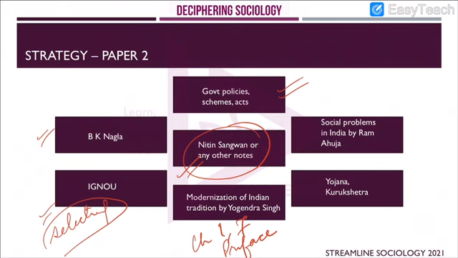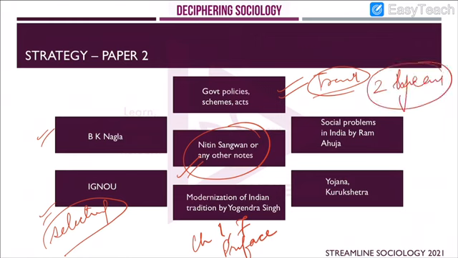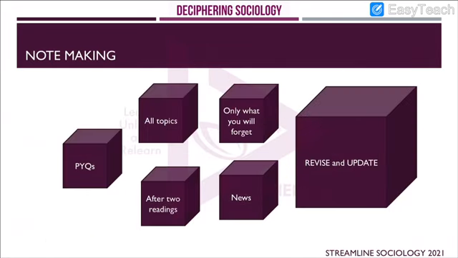You will be taking care of government policies, schemes and acts, and you will be tracking them in the newspaper. At least 2 years of data you should have. There is a book, Social Problems by Ram Ahuja. You can go for the latest edition, and you are also advised to read issues of Yojana as well as Kurukshetra. These will give you an idea about rural development and also government schemes and policies.